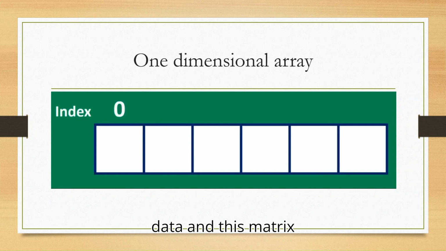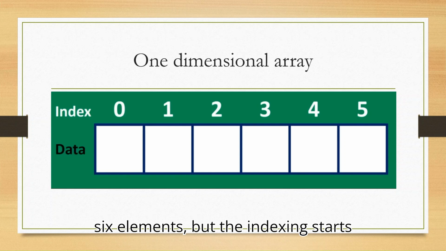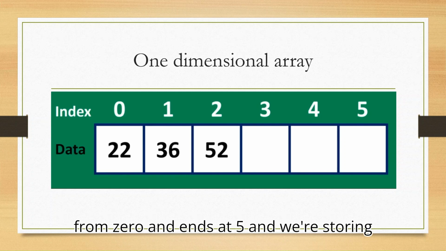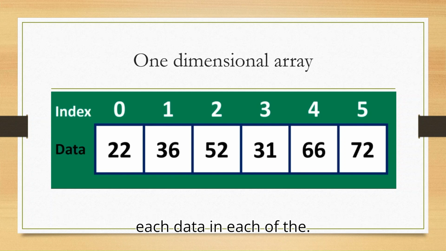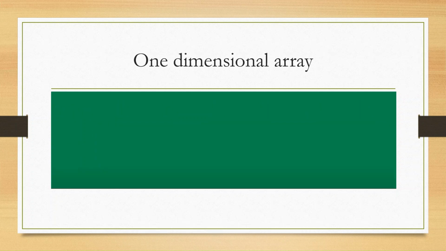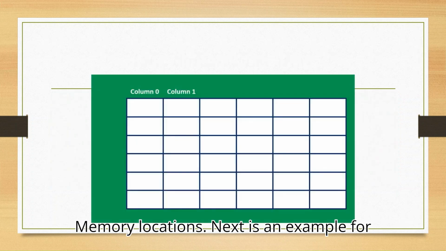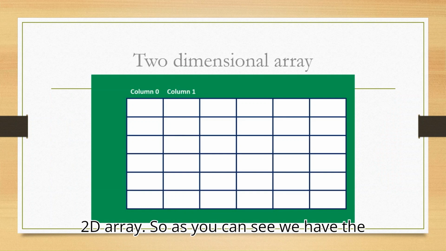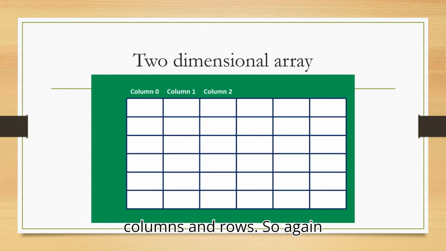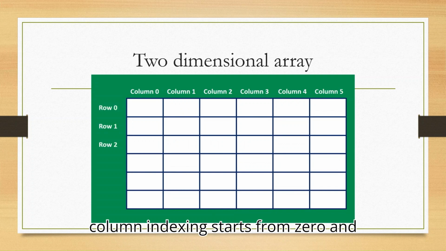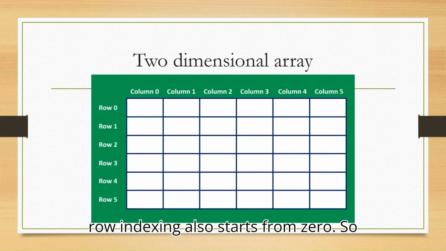And this array has 6 elements, but the indexing starts from 0 and ends at 5. And we're storing each data in each of the memory locations. Next is an example for a 2D array. As you can see, we have the columns and rows. Again, column indexing starts from 0 and row indexing also starts from 0.